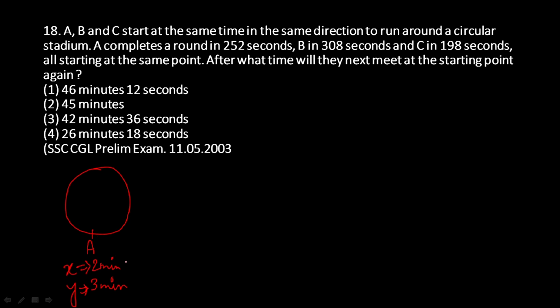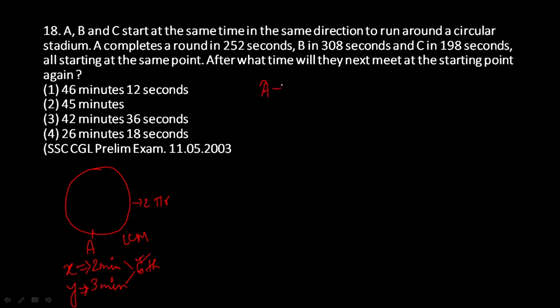The LCM of them, because the round is the same, 2 pi r. But one completes it in 2 minutes and one in 3 minutes, so in the sixth minute they will meet each other at the starting point, right? What is this? It is the LCM. So in this question we have to follow the same thing.